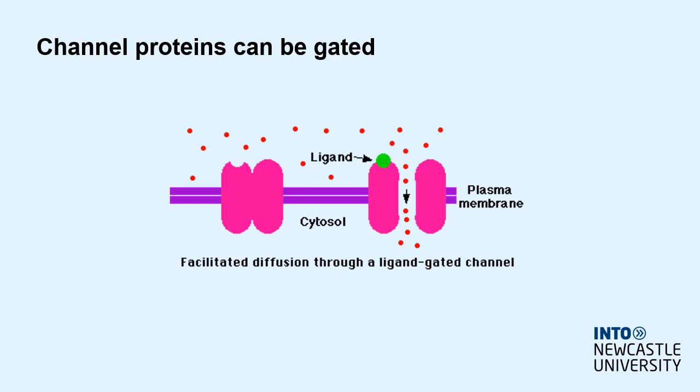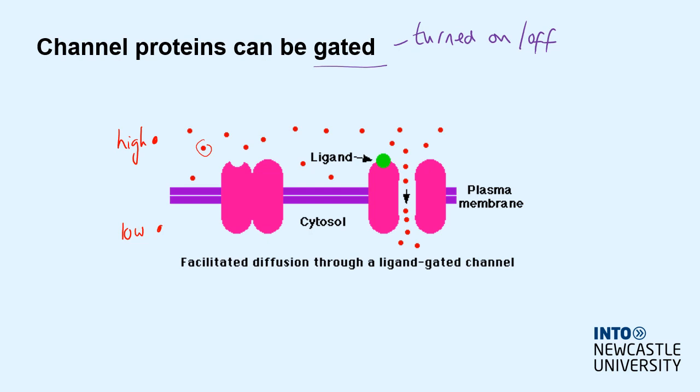Another thing that channel proteins can be is they can be gated. This means they can be turned on and off, or opened and closed, whichever way you want to look at it. So we've got a simple example here. We've got the red circles, and we've got a concentration gradient of red circles. So we've got high amounts of red circles, low red circles. We've got the channel in pink, but the channel is closed. The red circles cannot get through.